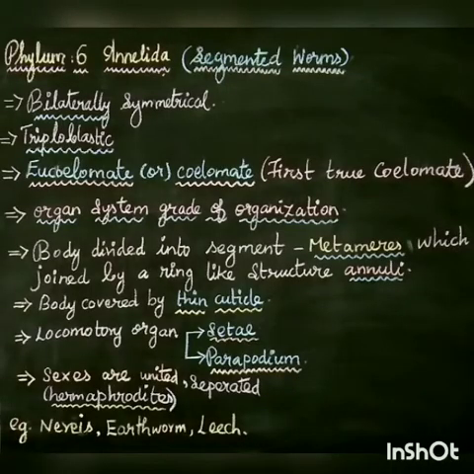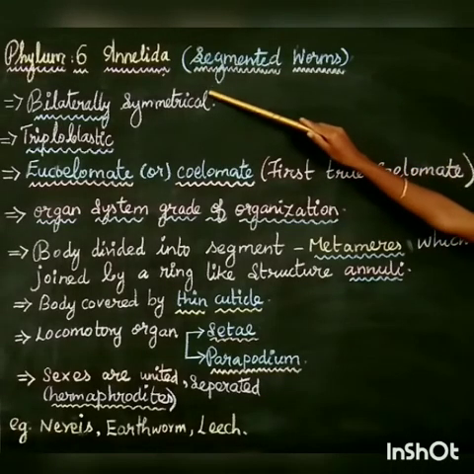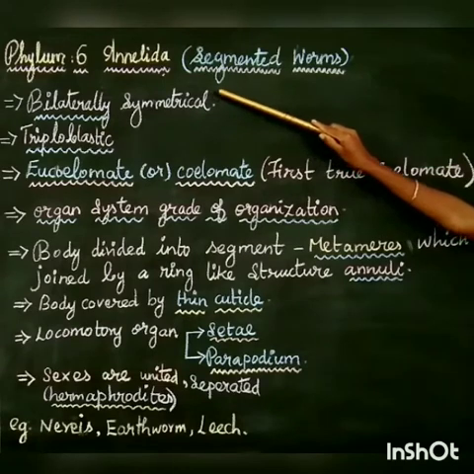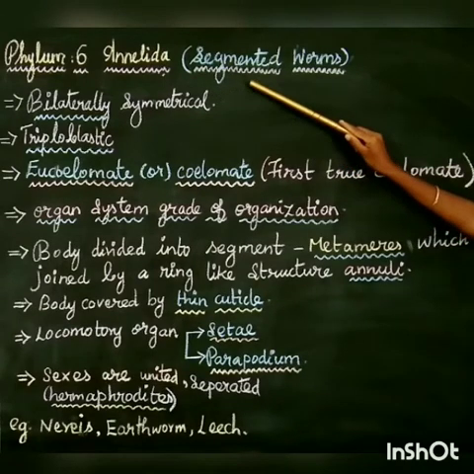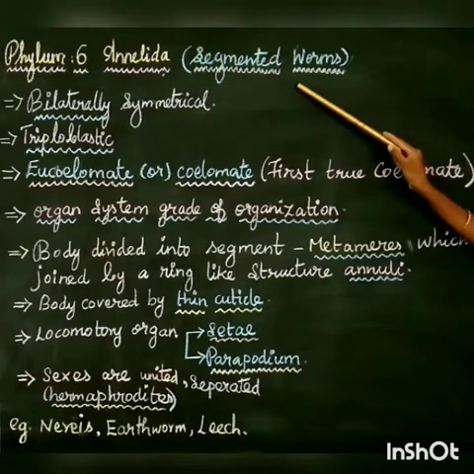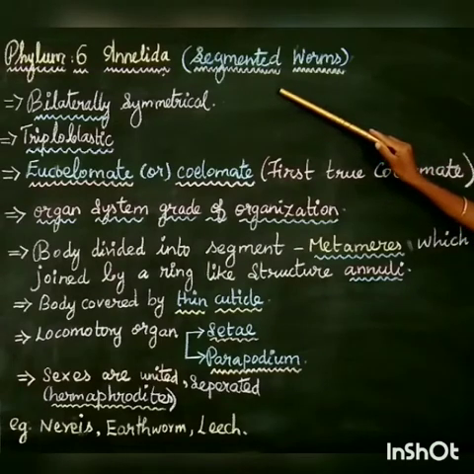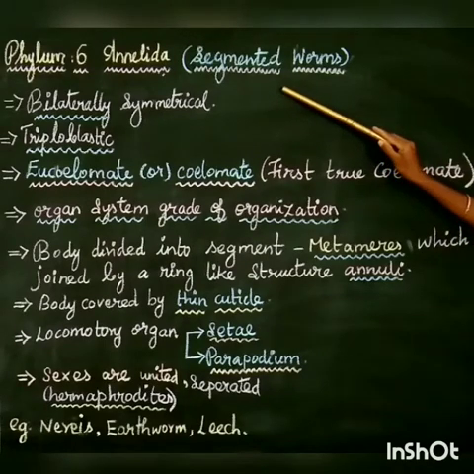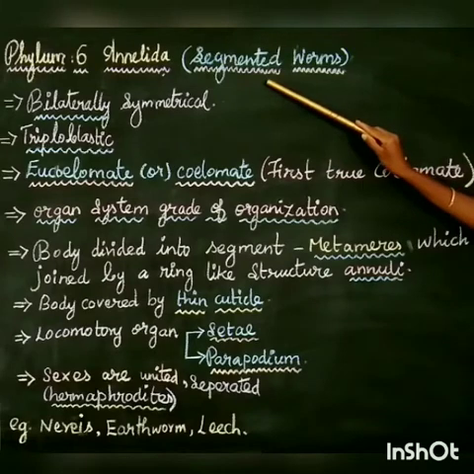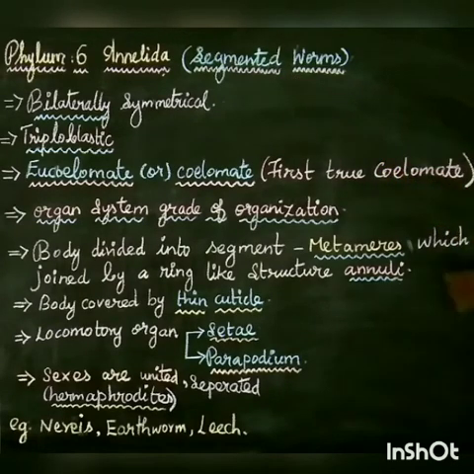We are going to see the 6th phylum, Annelida. Phylum Annelida has animals that are segmented worms. This phylum also includes some of the worms. The worms have a segmented body, that is, the body is divided into some small compartments. So it is called segmented worms.